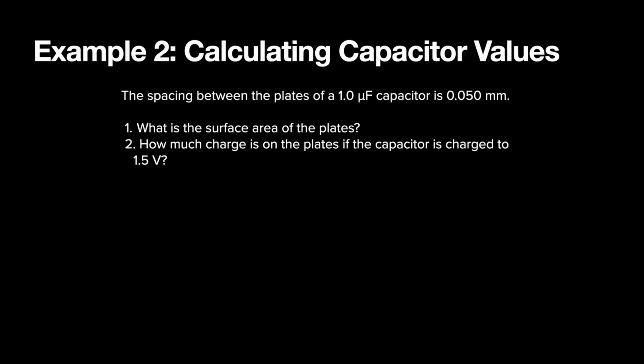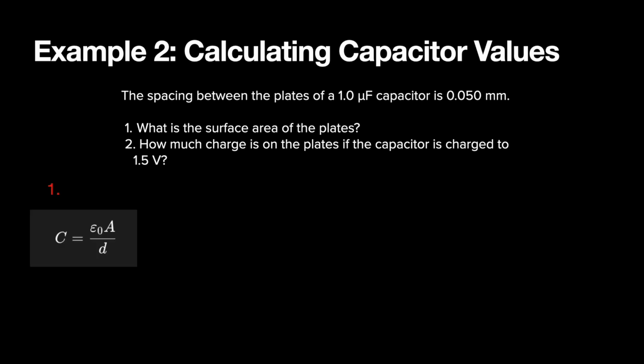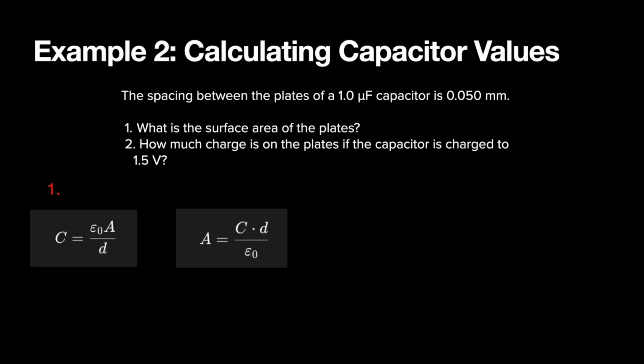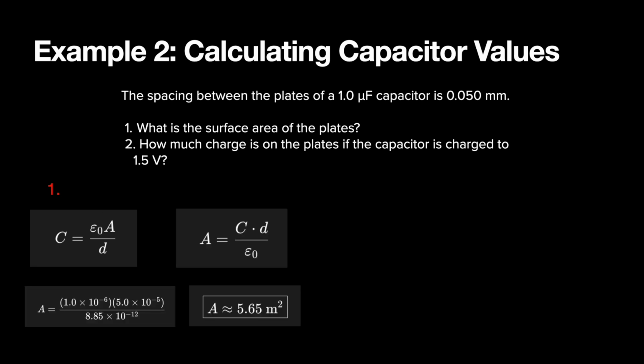Let's do another practice problem. Pause and read the problem. Well, since we're given the distance and capacitance, we know that we have to use an equation that includes distance and capacitance. And solving for area and substituting in our known values, we get 5.65 meters squared.